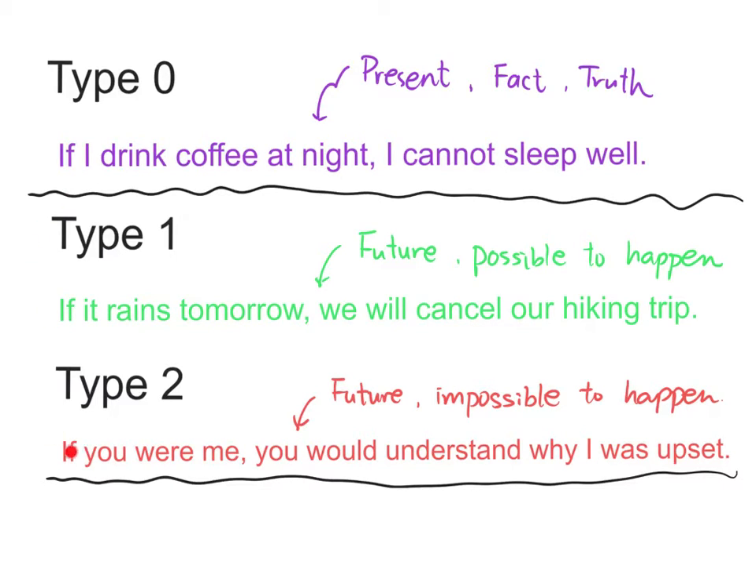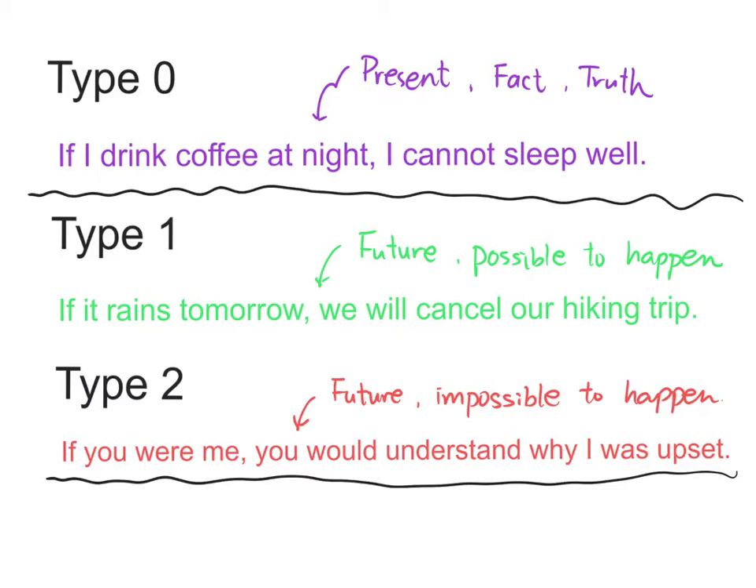But for type 1 and type 2, they're different. They're not fact, they're not habit. There's something that hasn't happened yet, something in the future, and then we are going to do some action in the future, and we want to give some condition to the actions in the future. So we have type 1 and type 2.